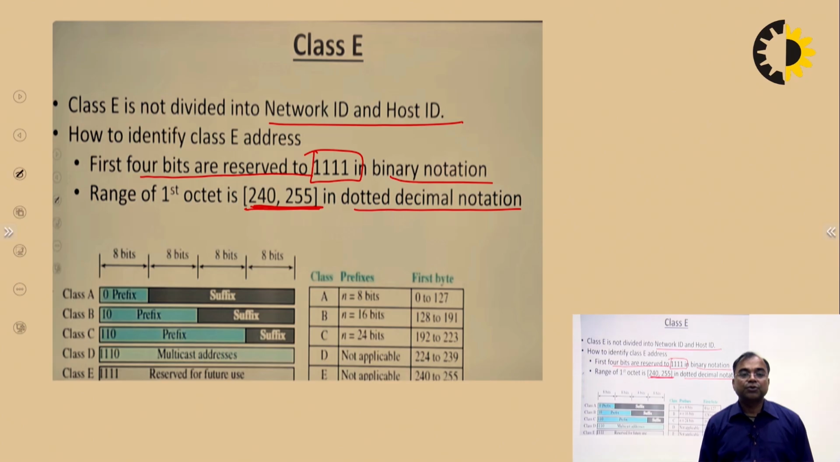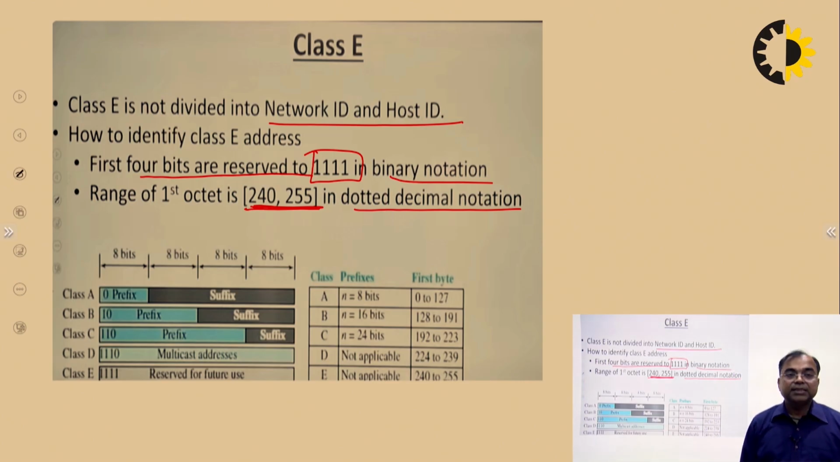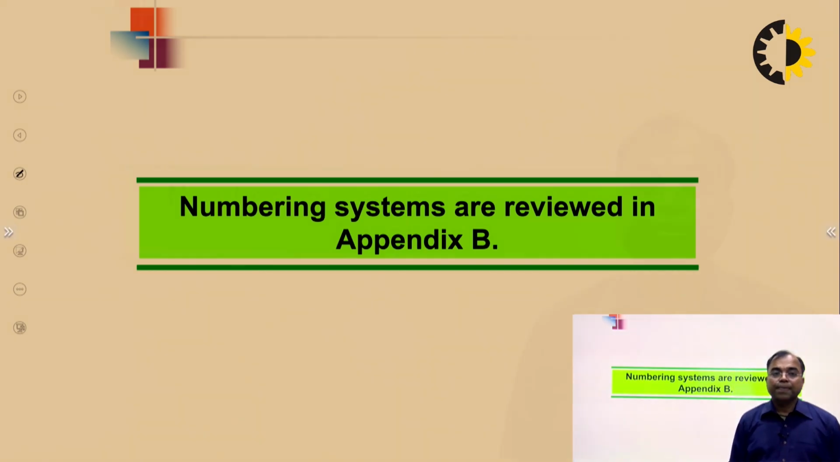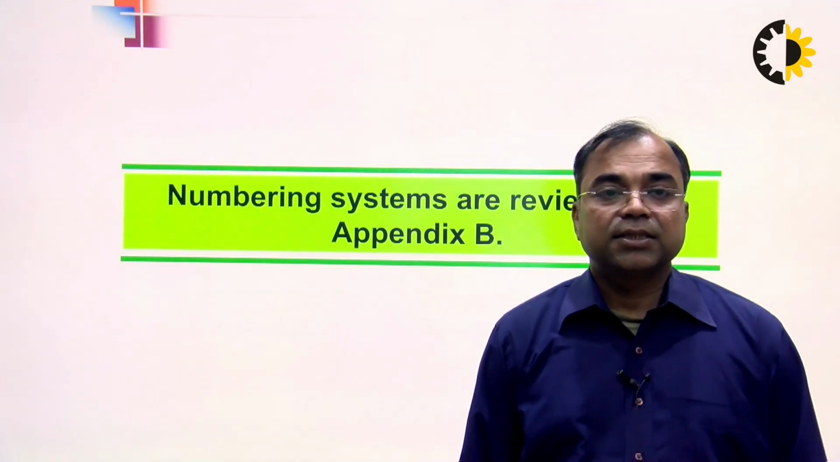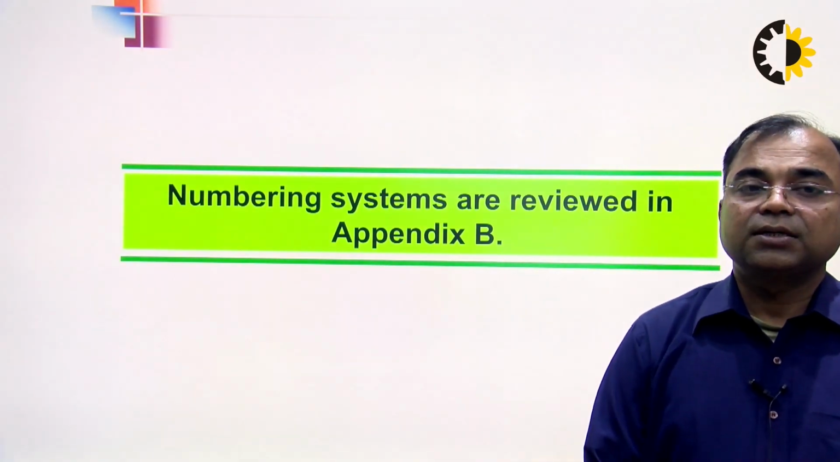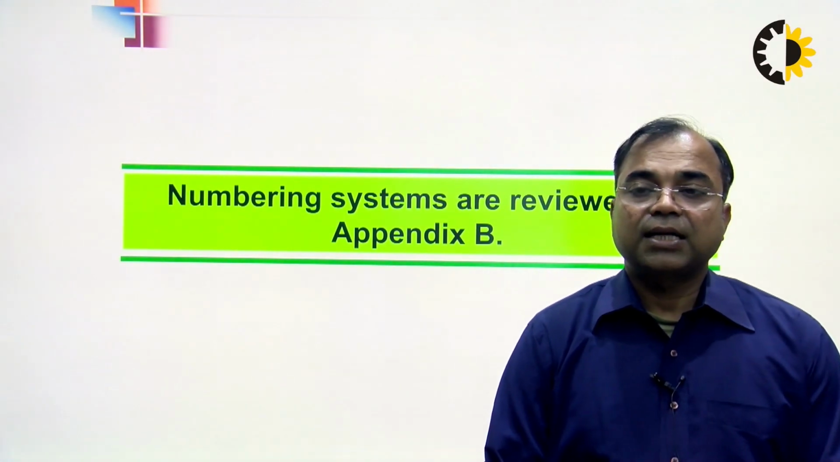This is all about class A, B, C, D and E IP addresses. Now, numbering systems. Okay, we'll see that in the next lecture, and review how we are concerned with the classful IP address.